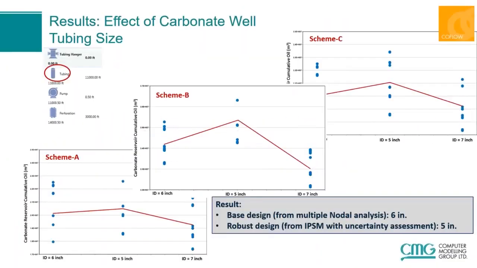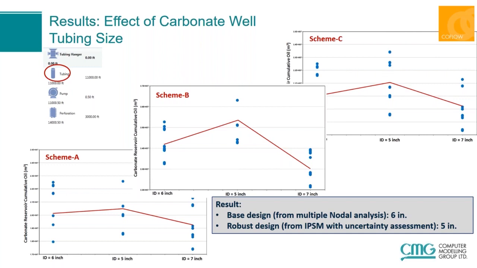So what we found, the first and the main parameter was the tubing size in carbonates. For all the three schemes of wells, scheme A, scheme B, and scheme C, I plotted carbonate reservoir cumulative oil production in CMOST and made a cross plot versus different tubing sizes. The first set of dots you see is for diameter 6 inch. The second set is for diameter of 5 inch, and the third set of diameter of 7 inch. And in all the three schemes, you can see that 5 inch is on average giving you a better result than either 6 or 7 inch tubings.